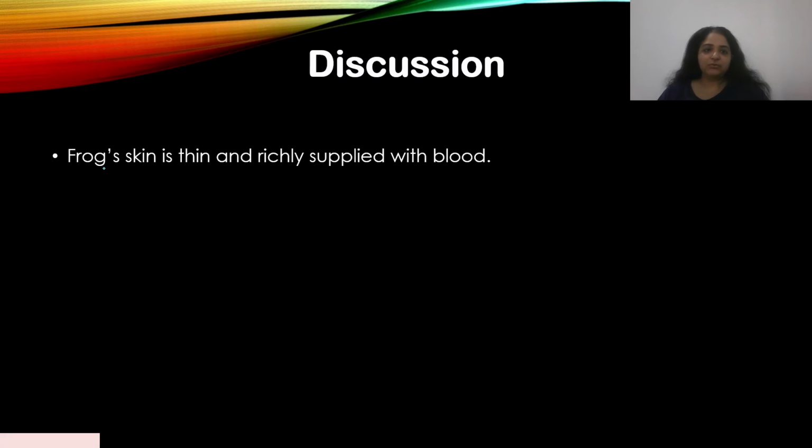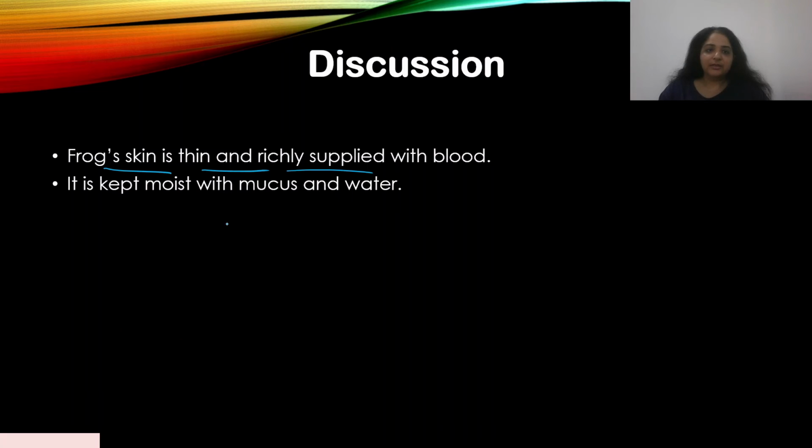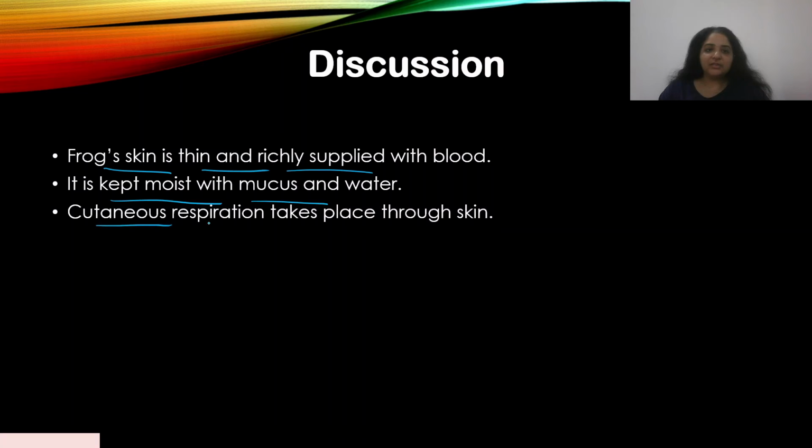So the frog skin is thin and richly supplied with blood. It is kept moist with mucus and water, and cutaneous respiration takes place through skin. I think we discussed cutaneous respiration before, and the skin of the frog, we've discussed that briefly. So just remember, the frog skin is very thin and richly supplied. It's vascularized, so there's a rich supply of blood, and it is kept moist with mucus and water. All right, this was pretty direct.